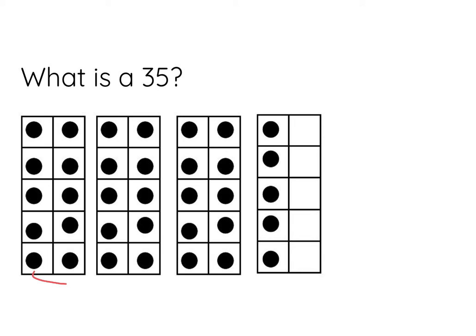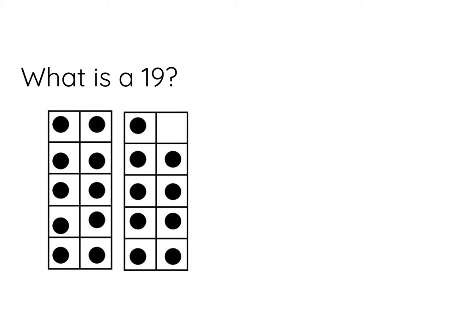All right, what is a 35? Well, we don't need to separate the 10s, so we'll just say it's a 30 plus a 5. Now, sometimes we will write it with plus a 0 afterwards, but you can just write a 30 plus a 5.